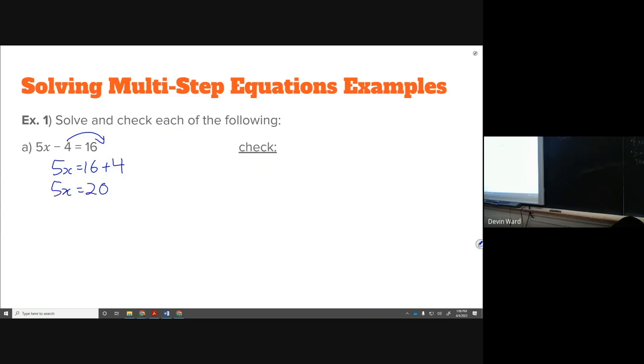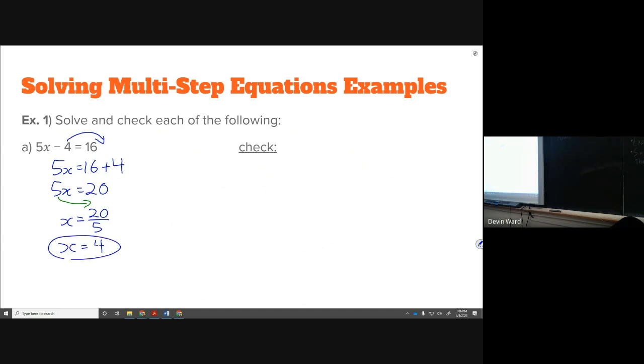Now I can get rid of the 5. When I bring it over to the right side of the equation, it's multiplication on the left, so it will become division on the right. So 20 divided by 5, we should get x equals 4.